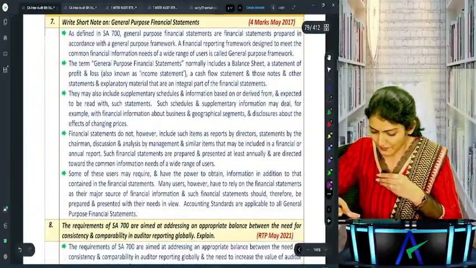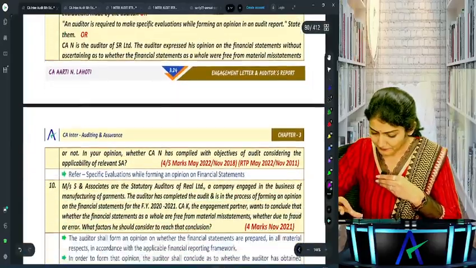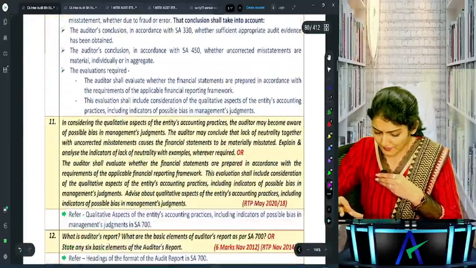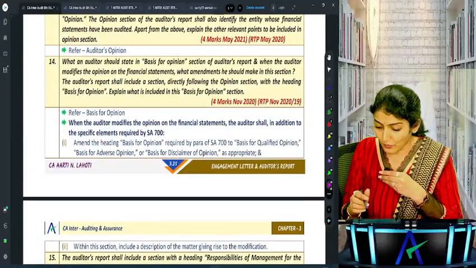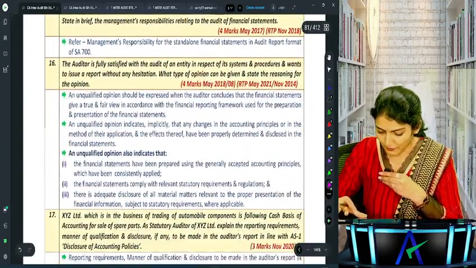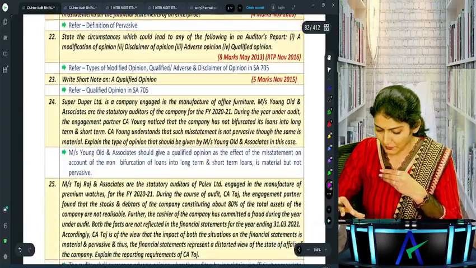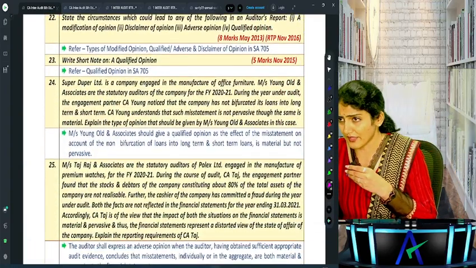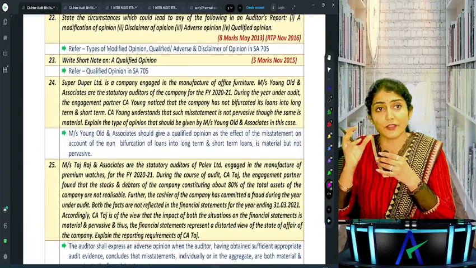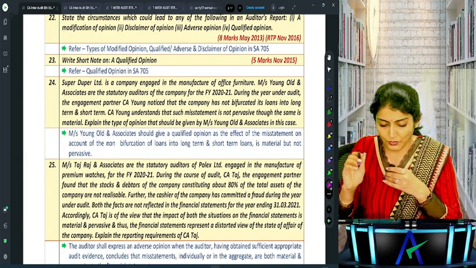Okay, so now let's come to another discussion. We've discussed all these: forming an opinion, then auditor's opinion, basis for opinion, management's responsibility. Then after that 701. So a lot of questions over there, so you can always study. I'm just giving you an overview of the discussion over here.